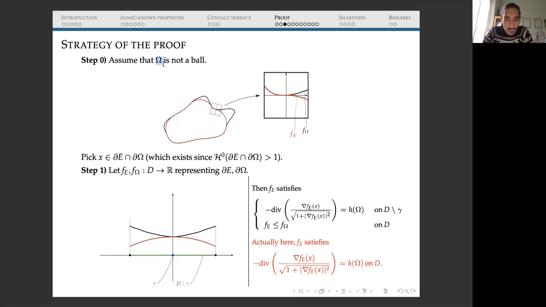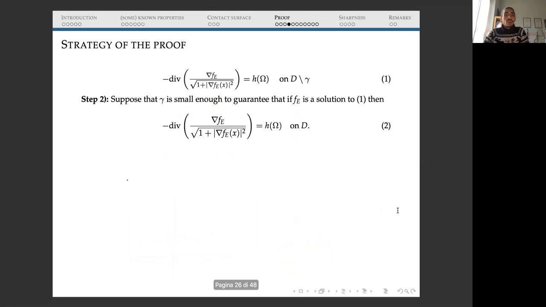So the strategy, in particular, means that understanding the removability of this gamma is giving us a weapon to attack this problem. So let's recap. Suppose that gamma is small enough, so you can guarantee that whenever you have a solution to this equation, then it's actually a solution also to this equation. It's a bit vague, but we will become a bit more precise later.